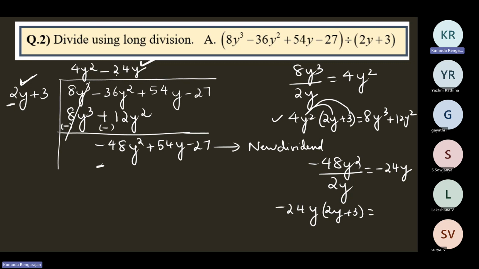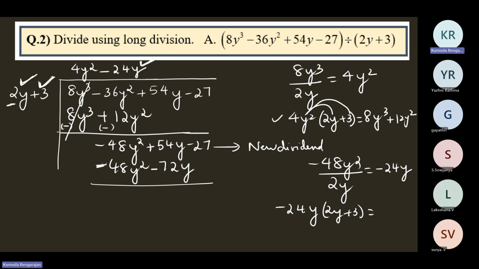See, the term here in the quotient is minus 24y. In the divisor, we have 2y, that is plus 2y. So minus into plus minus. 24 into 2, 48. Y into y square. Then the second term is plus 3 in the divisor. Minus 24y into plus 3. So minus into plus minus. 24 into 3, 72. And y. So that's what you would get here also.